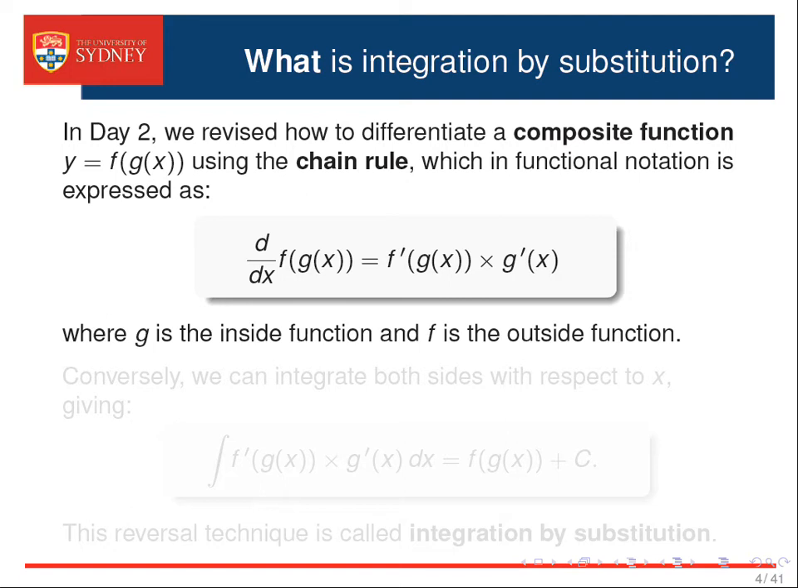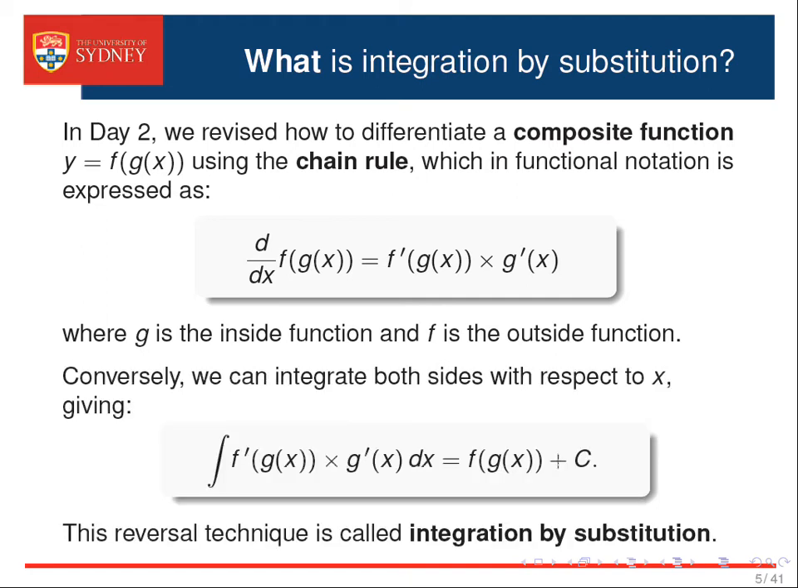Recall the chain rule for differentiation from day 2, which is used to differentiate composite functions. And recall that the rule can be expressed in the following functional notation, where g is defined to be the inside function nested within the outside function f. The basic integration by substitution formula is obtained by integrating both sides of this formula with respect to x. Therefore, integration by substitution can be essentially thought of as the chain rule applied in reverse.